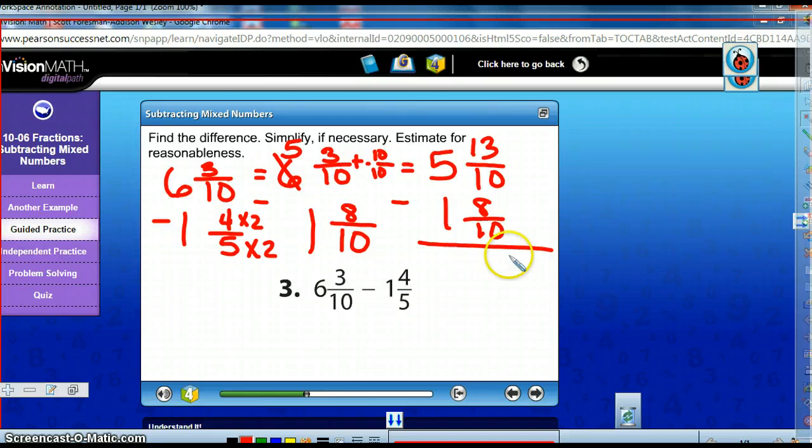13 minus 8 is 5. My denominator stays the same. Remember, we don't change that. We work so hard to get it the same. 5 minus 1 is 4.